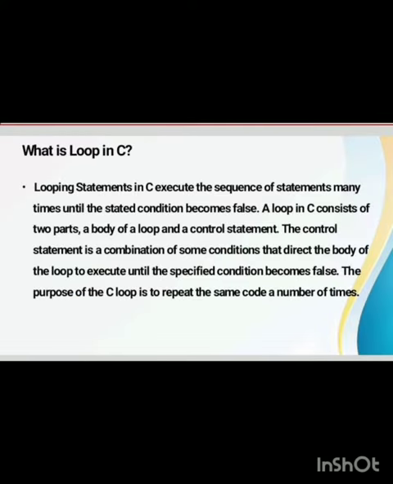What is a loop in C? Looping statements in C execute a sequence of statements many times until the stated condition becomes false. A loop in C consists of two parts: a body of the loop and a control statement. The control statement is a combination of some conditions that direct the body of the loop to execute until the specified condition becomes false. The purpose of C loops is to repeat the same code a number of times.